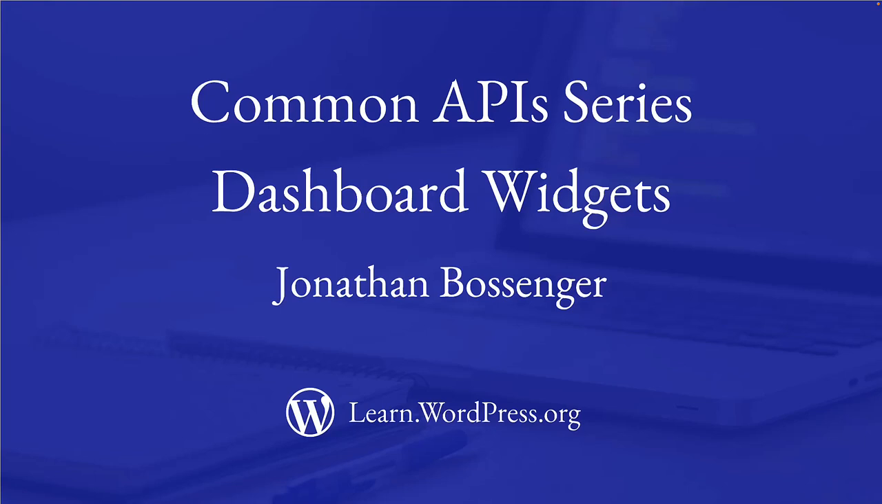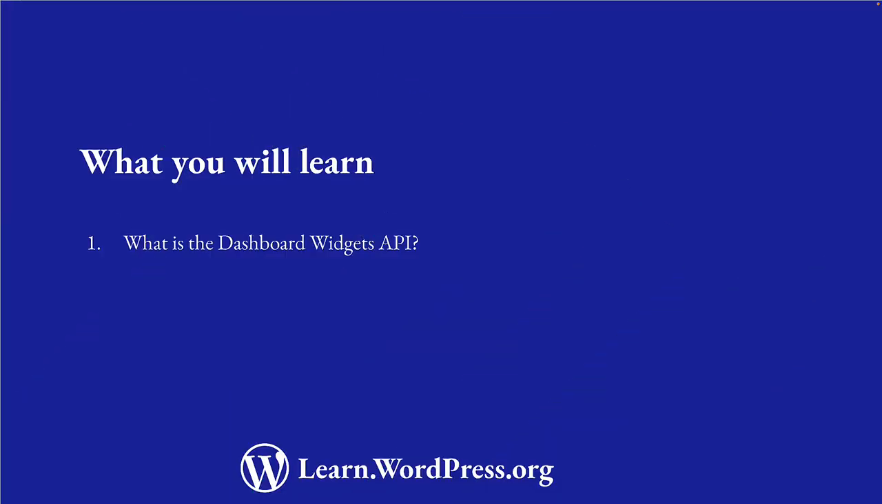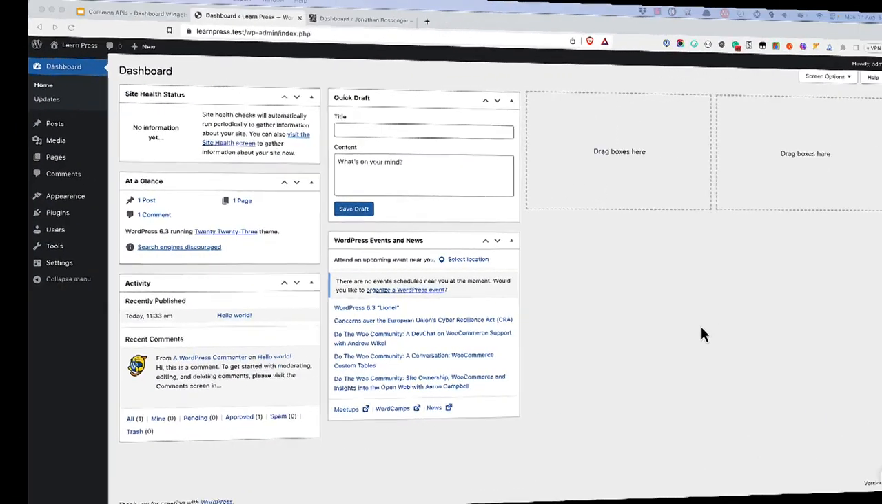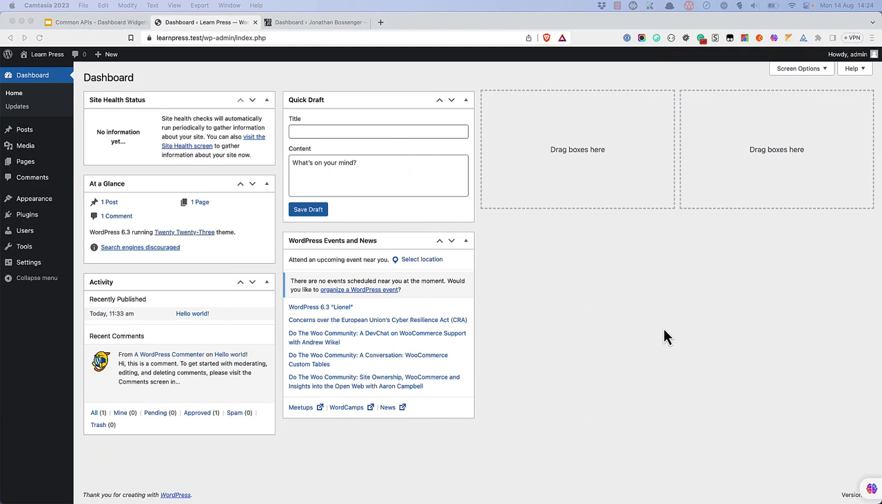In this tutorial, you're going to learn about the WordPress Dashboard Widgets API. You will learn what the Dashboard Widgets API is, why you might want to use it, and how to add a dashboard widget to your WordPress site. The Dashboard Widgets API is a series of functions that allows you to add, remove, and modify the widgets that appear in the WordPress dashboard.